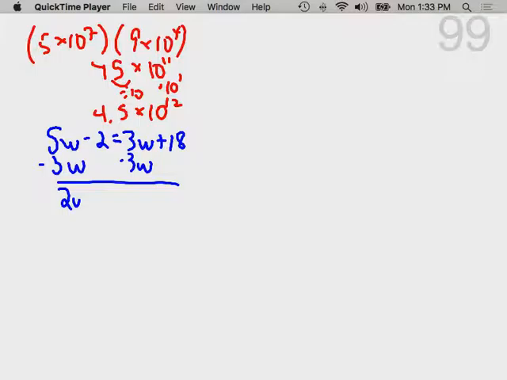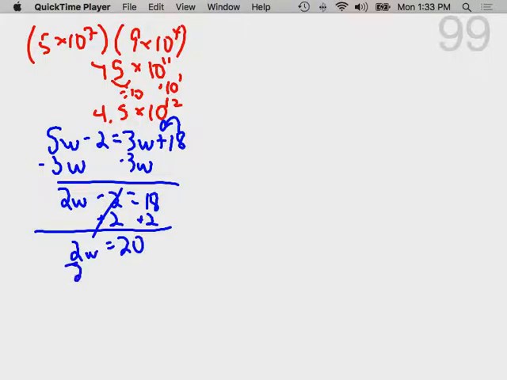5w minus 3w is 2w, minus 2 is, what kind of 18 is that? Positive. Positive. So then I add 2 to both sides. 2w is 20. Divided by 2. W is 10. Okay? Now, to me, that's a very simple, basic, fundamental, we should be able to get this question right every single time kind of problem. So is this one.